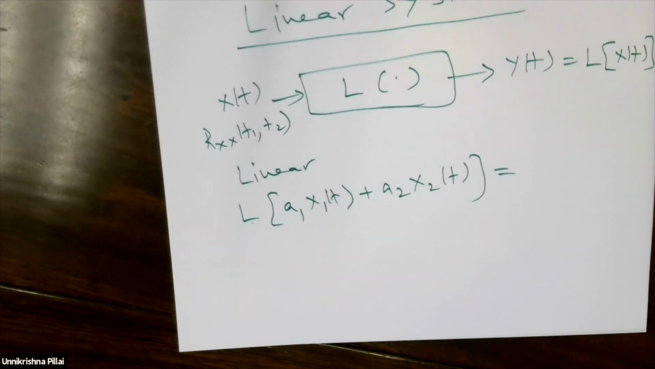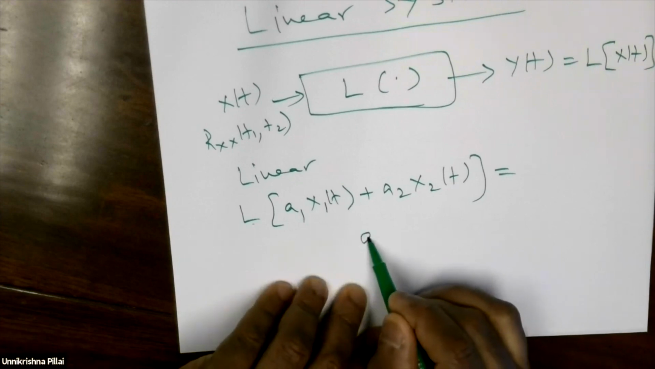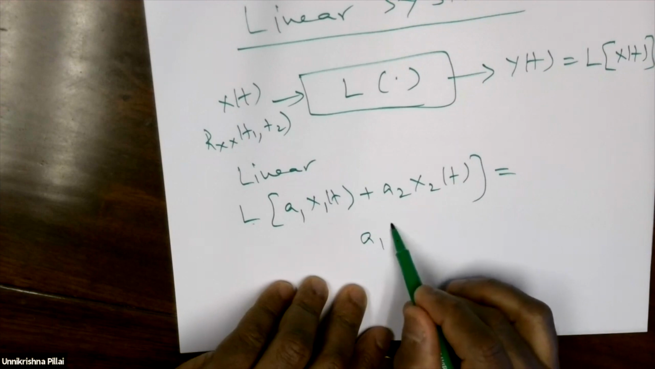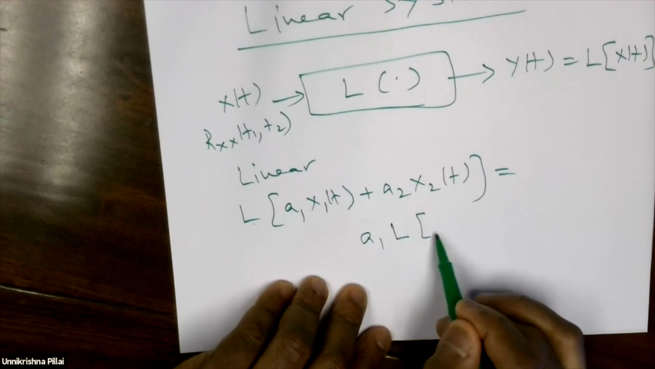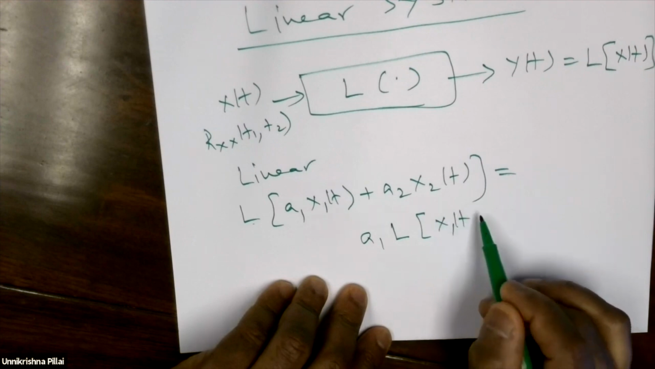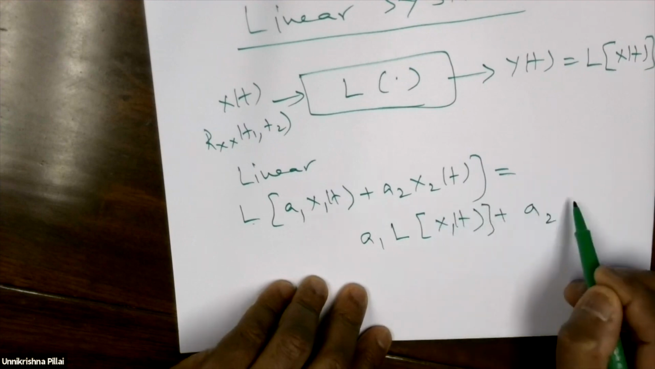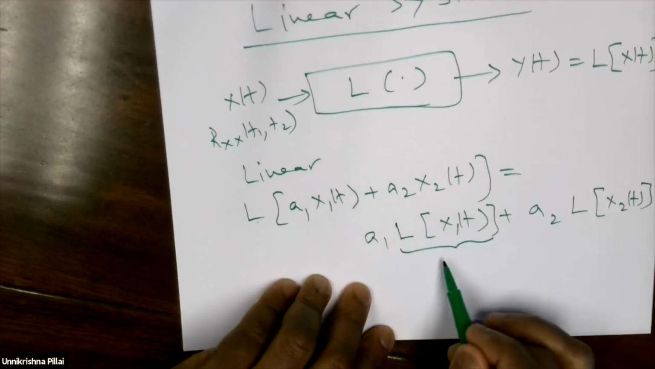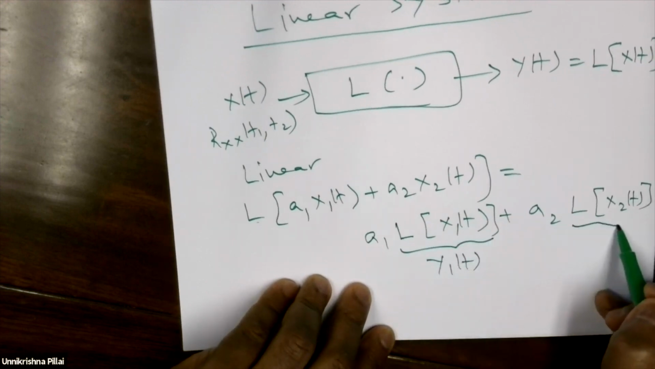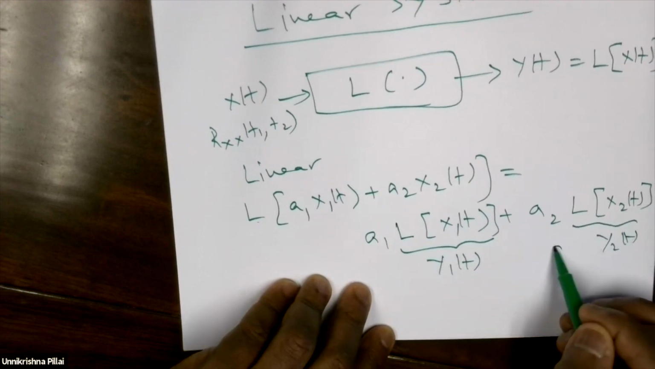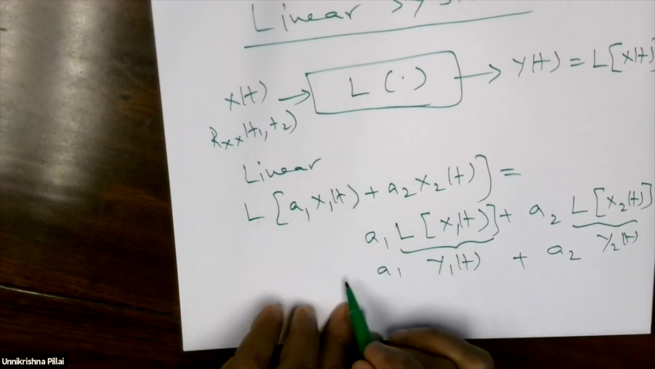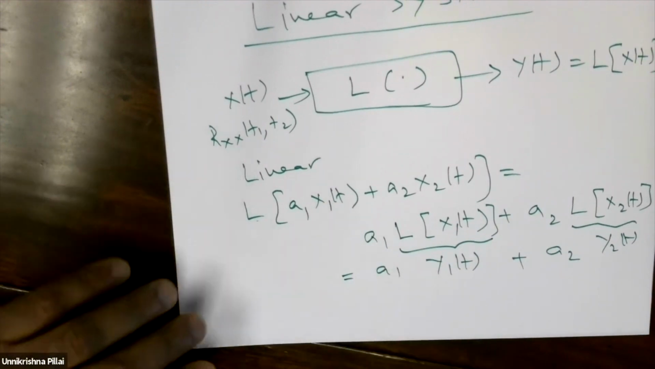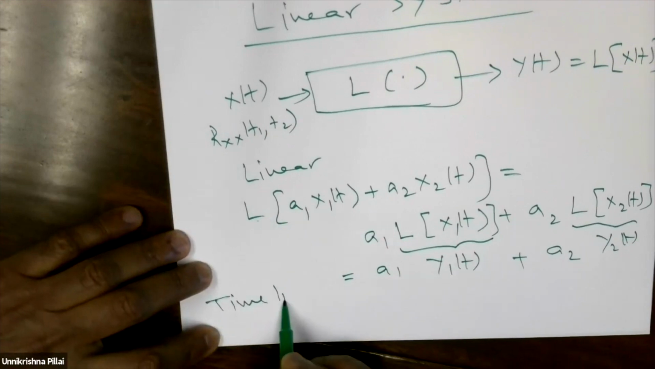The output would be linear. Yeah. So what will be the output? A1 times L of x1 of t plus A2 times L of x2 of t. So let me call L of x1 of t to be y1 and this to be y2. So everybody understands this is what we mean by the linear property. Let me also define another property called time invariant.